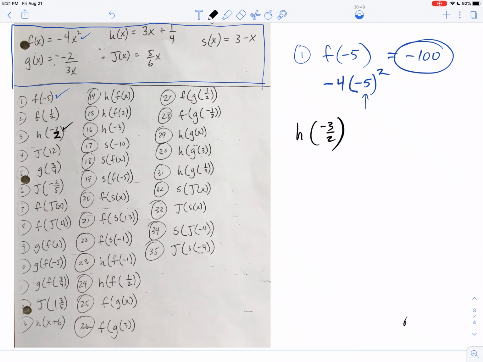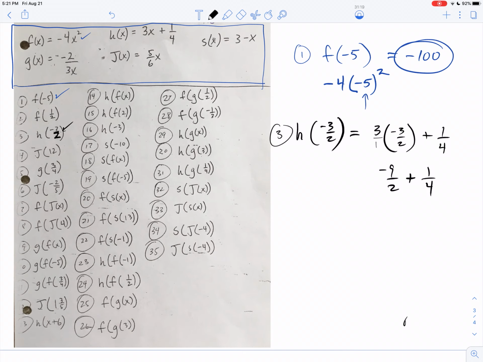Now let's take a look at number 3, because that's really poorly written. Now this one, what does h do for a living? It says whatever you give me, I'm going to multiply it by a 3, and then I'm going to add 1/4 to it. So you'd end up with, well, let's multiply it, negative 9/2 plus 1/4. So you might want to show me a little work on problem number 3. You might want to treat that a little bit differently.